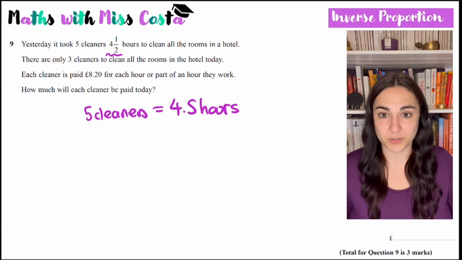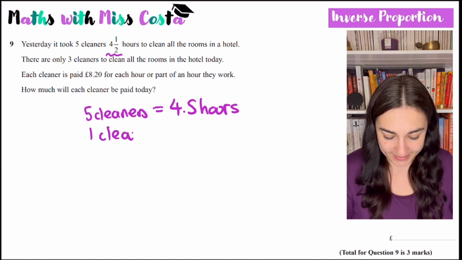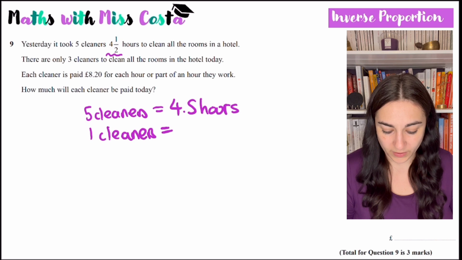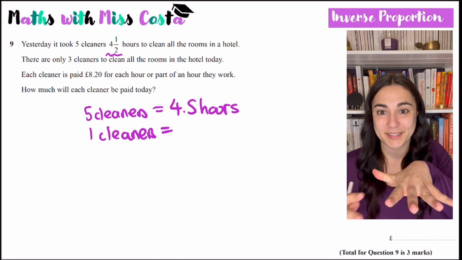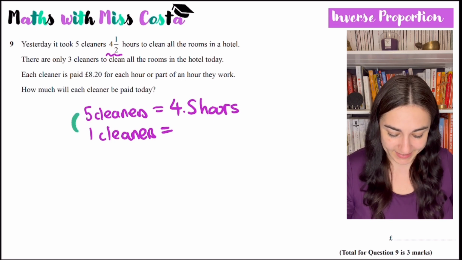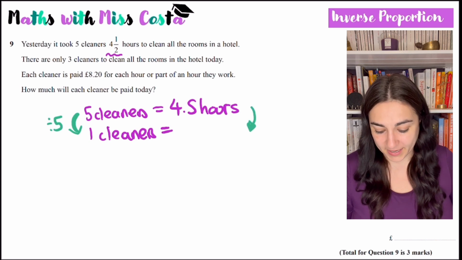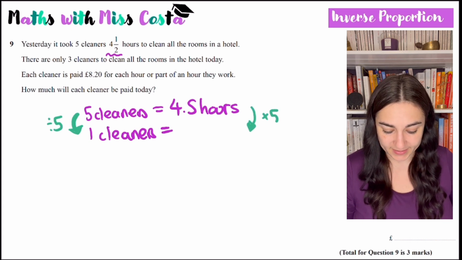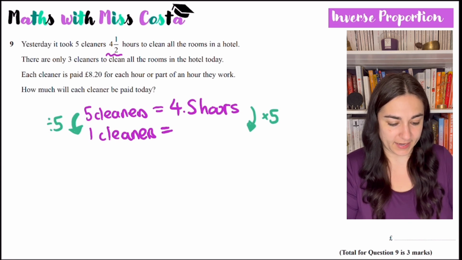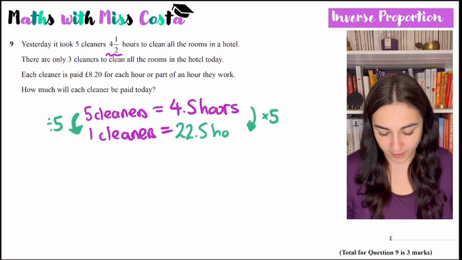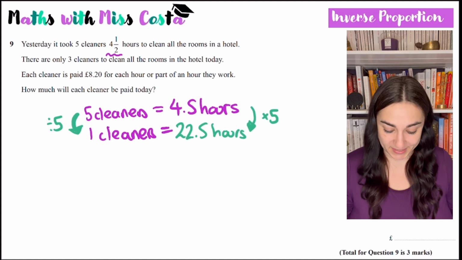So with inverse proportion, what we do to one side, we have to do the inverse to the other. So 5 cleaners, it took them this long. To figure out how long it would take one cleaner, well, there's 5 people doing the same job, so it's going to take them 5 times as long. So how do I get from 5 cleaners to 1? I divide by 5, but in terms of time, I'm going to have to do the inverse, so I'm going to have to times by 5. And if I do 4.5 times 5, that gives me 22.5 hours. So I know that if just one cleaner was doing the job, it would take them 22.5 hours.